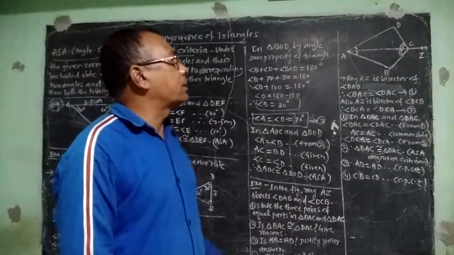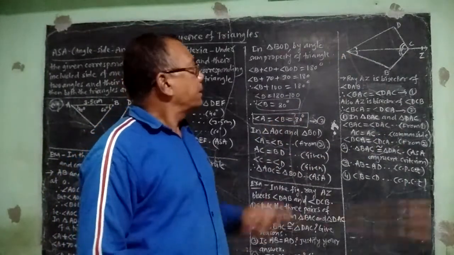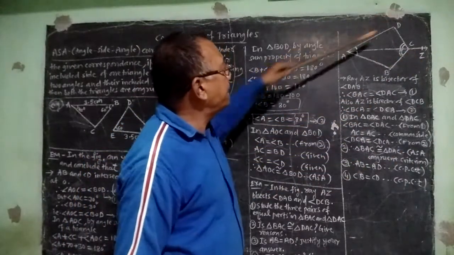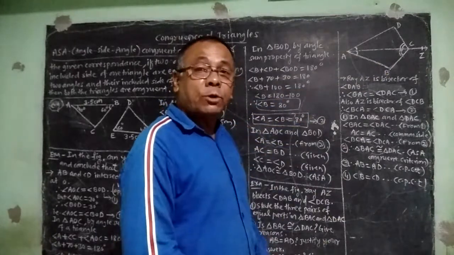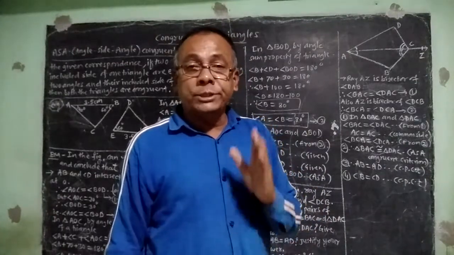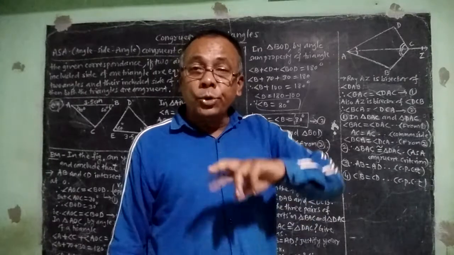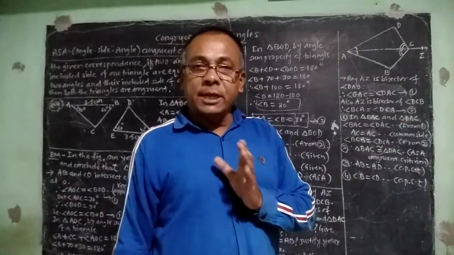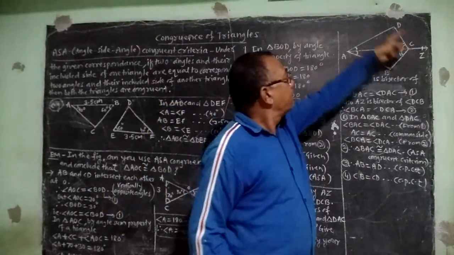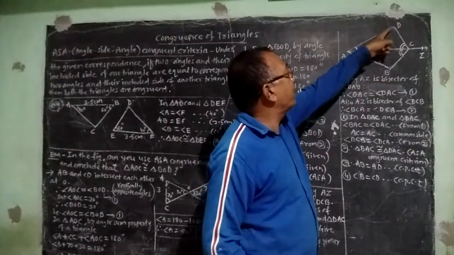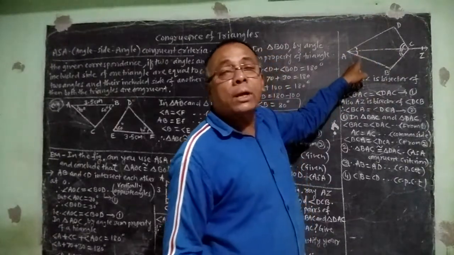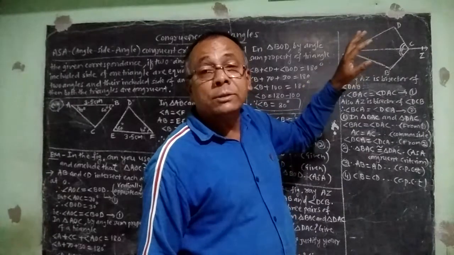Now if we observe the figure, line AZ is the bisector of angle DAB. We know the definition of bisector: the line segment which divides the angle into two equal angles is known as the angle bisector. So here AZ is the bisector of angle DAB, so that we get two angles DAC and BAC. These two angles are equal and we have denoted them by equal marks.